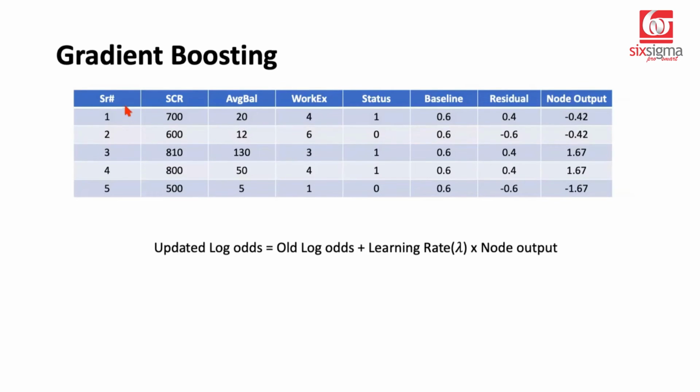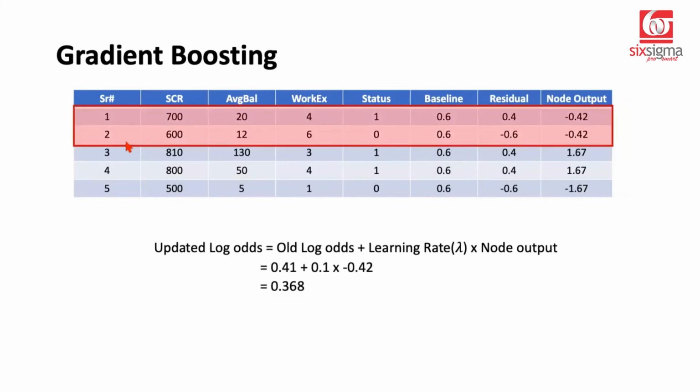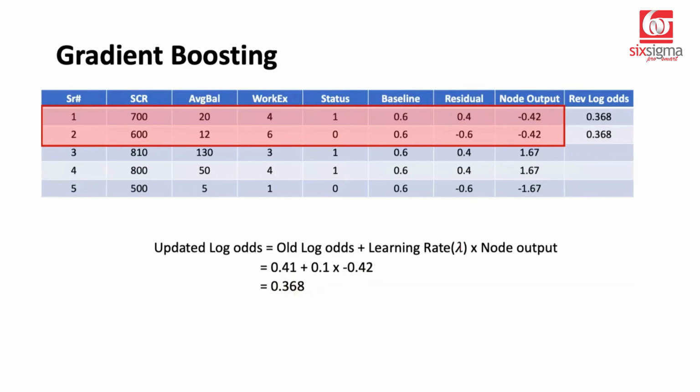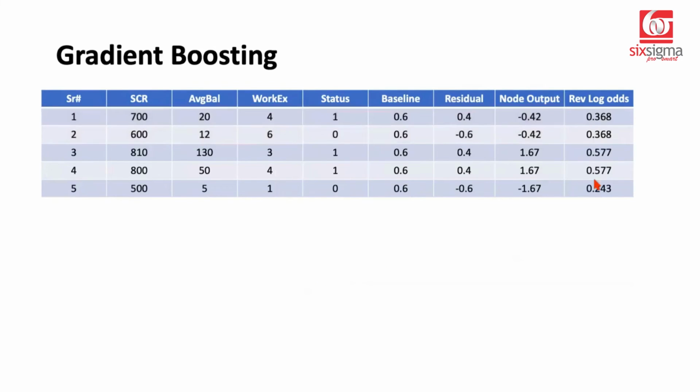Let's say we take these two records now and see how the log odds ratio will be updated. So we can see we're using the old log odds ratio, log of 3 by 2. We calculated it. Plus, let's say we've taken the learning rate as 0.1 and we can choose other values as well, which we'll discuss, multiplied by the value of the node output, which in case of these two records is negative 0.42. So for each record here, which have the node output as negative 0.42, the updated log odds ratio is this. Let's add this to the data, and using the same logic and the node output and the learning rate, we can find out the updated log odds values for all the observations.